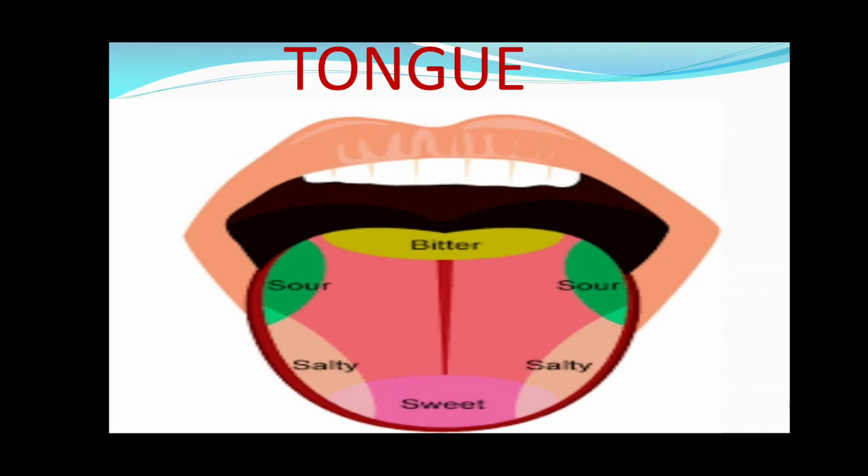I am not discussing this in detail as you have drawn these diagrams earlier also in your junior classes. So the tip of the tongue helps us to identify the sweet taste, the sides of the tongue help us to taste sour and salty food items, and the back of the tongue helps us to taste bitter things.